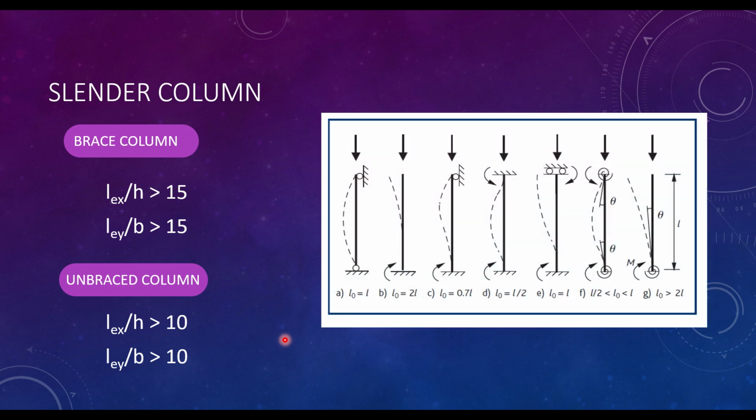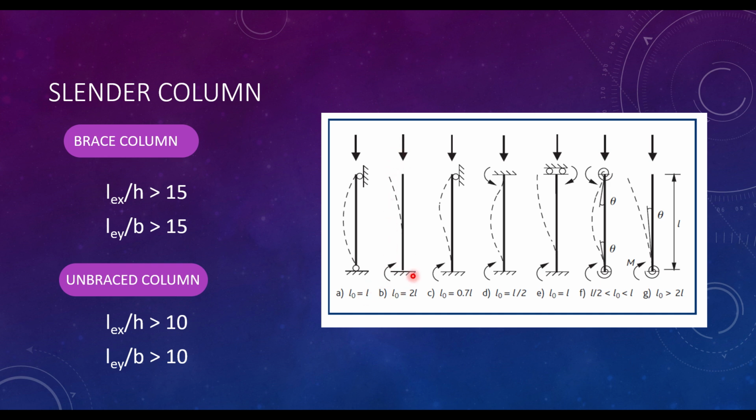This diagram is going to give you a brief understanding of how LEX is determined. This depends mainly on the end condition of the column. So the end condition of the column determines the size of LEX, the effective length. Consider a column of 5 meters. When both the top and bottom ends of the column are in a pin condition, then the effective length is taken as the clear length of the column.